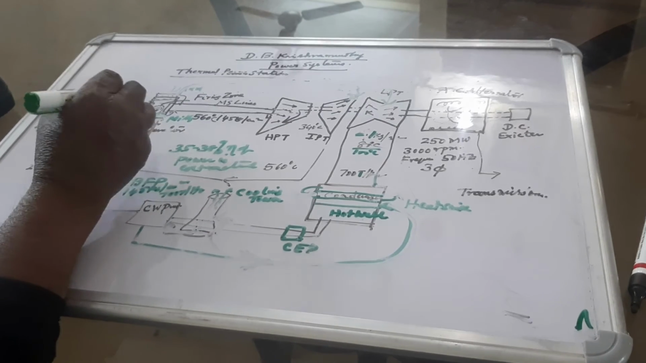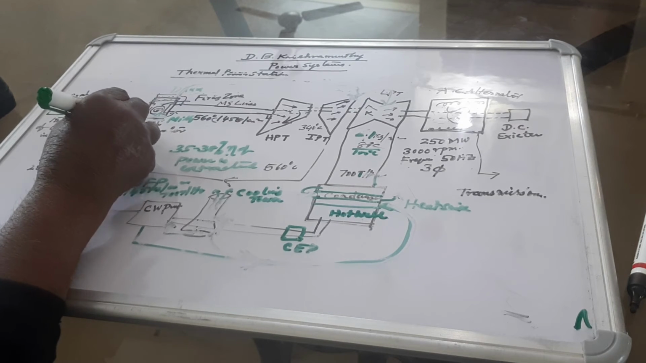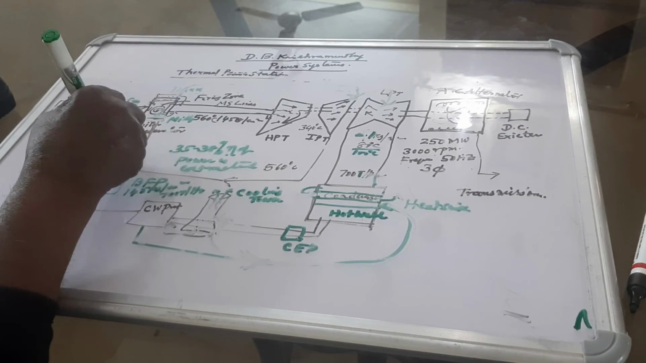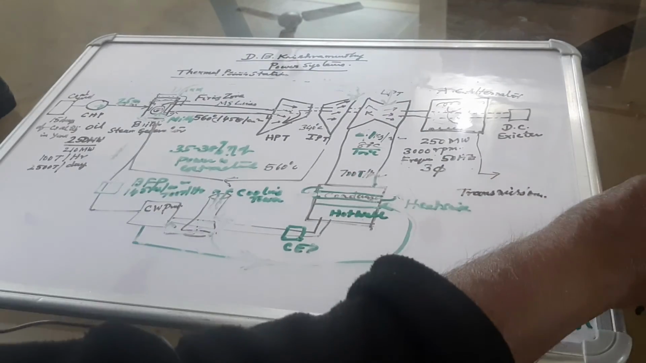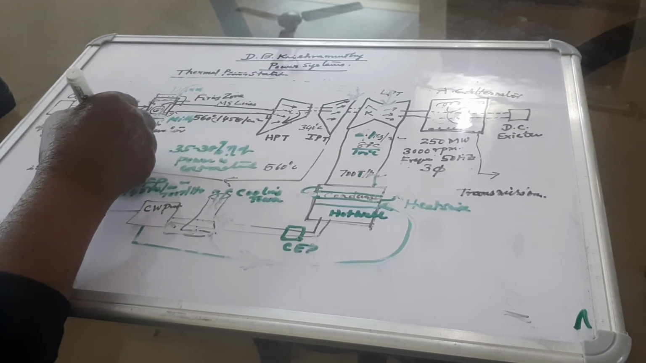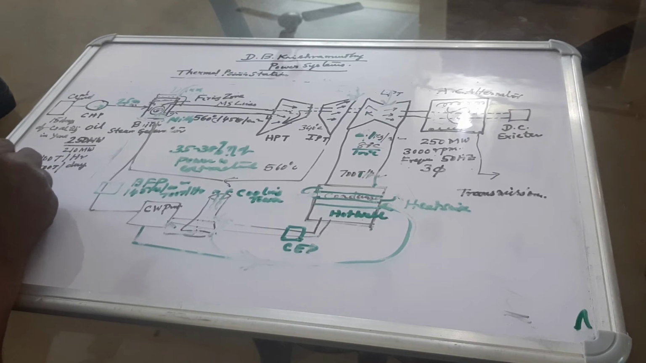So when the coal is burnt in the boiler, a lot of ash, 30 to 40% of ash, will be collected here in the sill pit. So this ash will go to the ash handling plant. What is this? Ash handling plant.